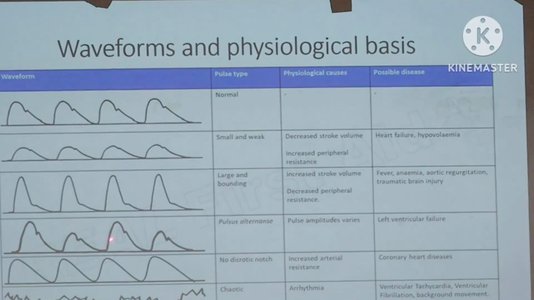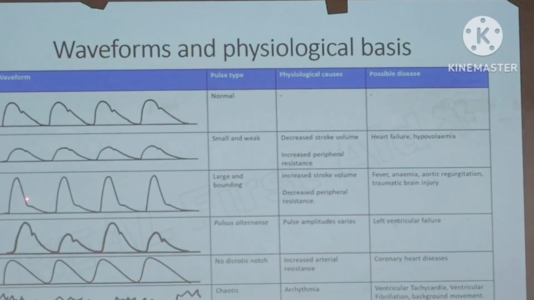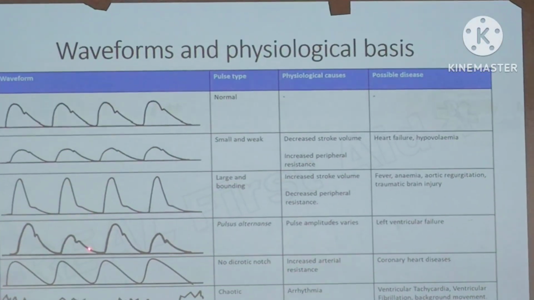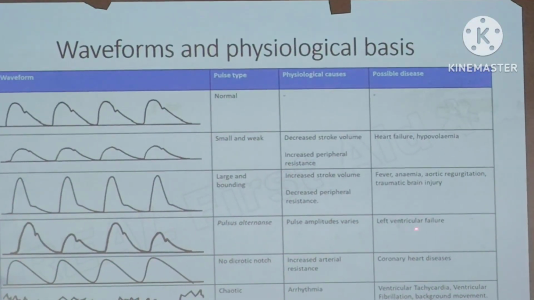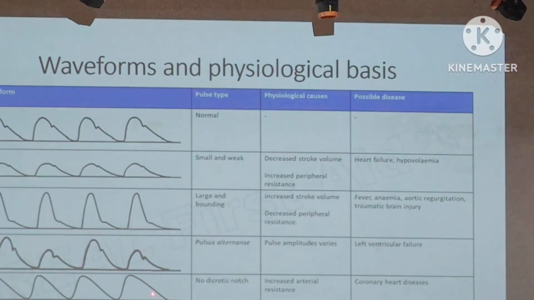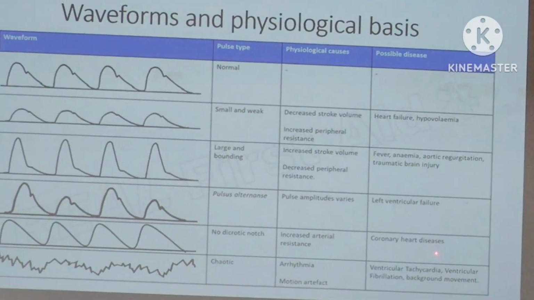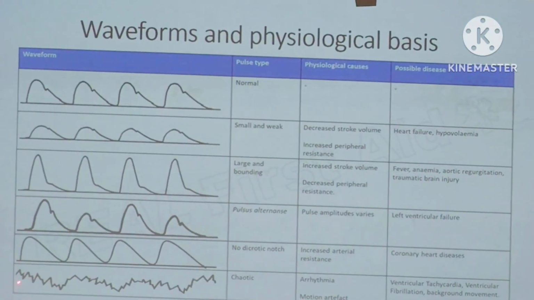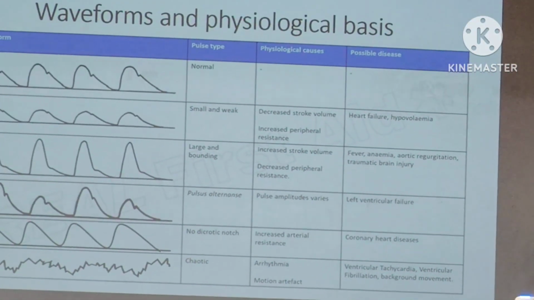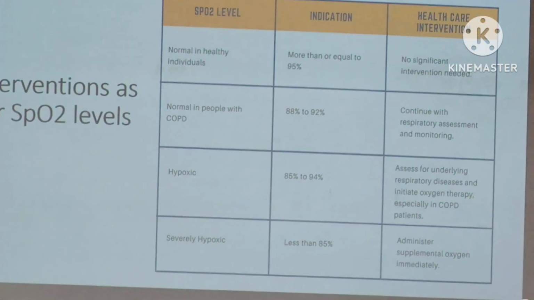This is pulsus alternans. This happens mainly in cardiac tamponade, where one beat is high, another beat is low, another is high, another is low. So varying amplitude pulses are seen. This happens in LV failure. Then there is no dicrotic notch. The dicrotic notch comes after the closure of the aortic valve, so its absence can be because of AS or coronary heart disease. And such a waveform can also be seen, which can be artifact or chaotic rhythm. In such cases, do not monitor at all, or you can consider arrhythmias.